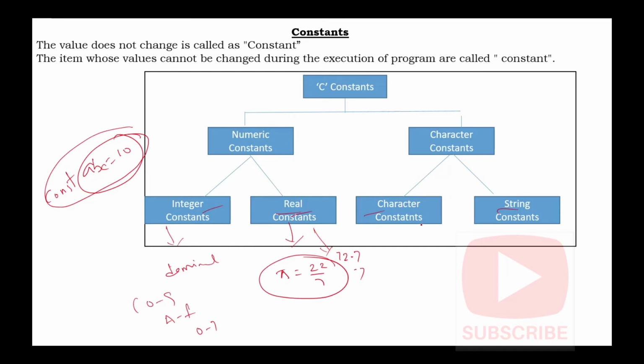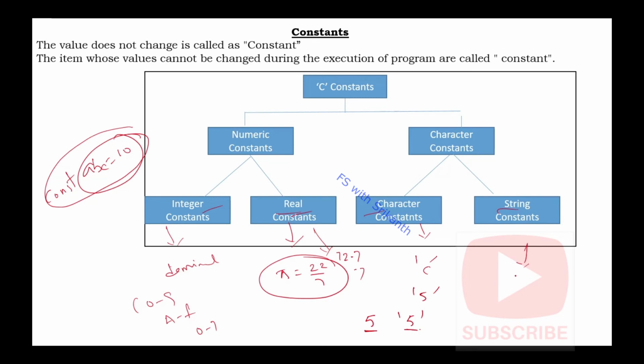Next one, character constants. Character constants are when you put single quotes on any character. Suppose 'C' is one of the constants, '5' is one of the constants. So any character in single quotes, we call a character constant, right? Here you observe this is a '5' and this is a 5; the number 5 is different from this '5'. This works as a constant and it is not a number.